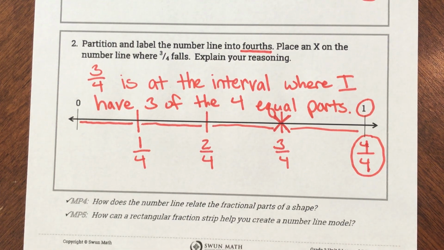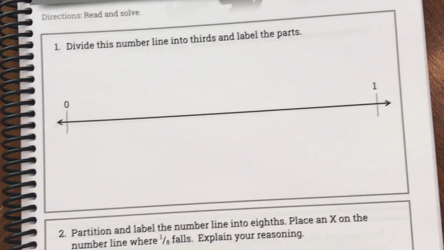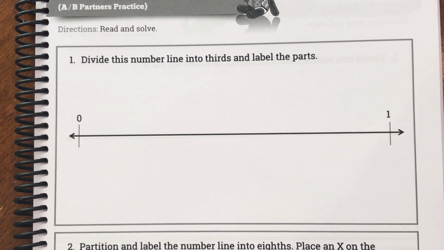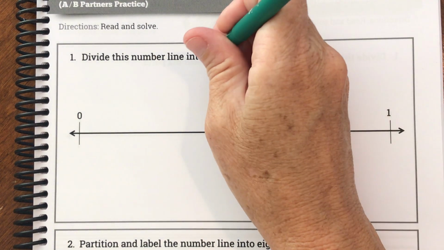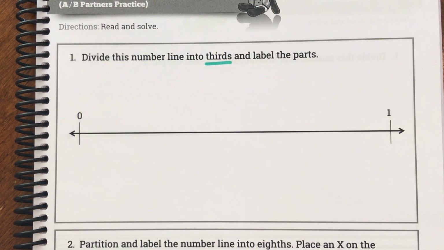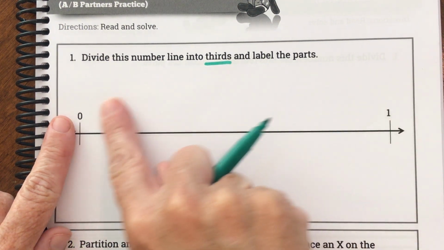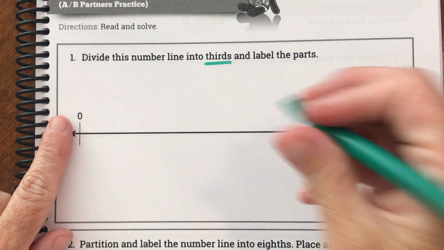Okay, so ladies and gentlemen, let's try some of these together. We are on page 34 in your student journal, and here is our first one. It says, divide this number line into thirds and label the parts. Okay, so here's our 1 whole, and we need to divide this into thirds, which means into 3 equal pieces.